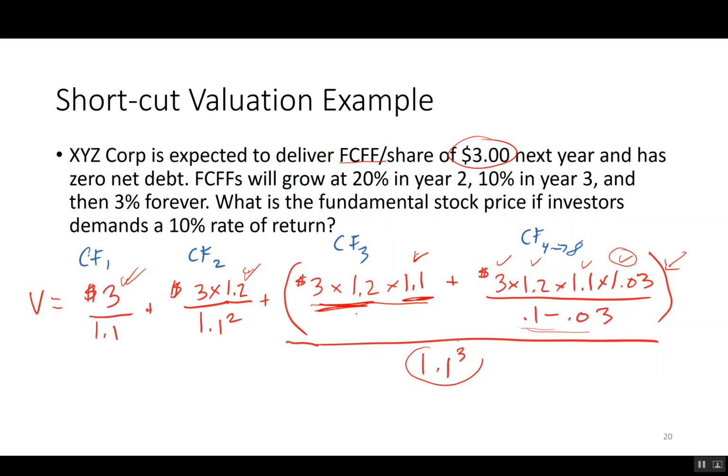I'll discount all of those cash flows at the discount rate of 10% for 3 years. Discount my year 2 cash flow at 2 years and year 3 cash flow at 1 year. And that valuation will be what I would pay today for this stock that has a free cash flow of $3 next year and then grows at 20, 10, and 3% forever.